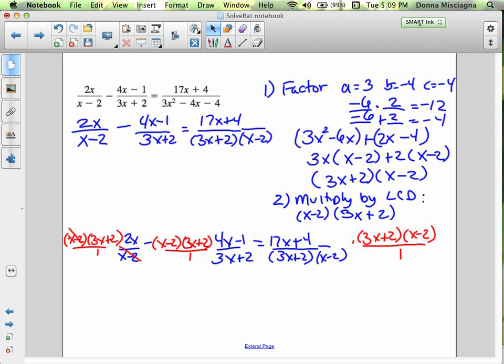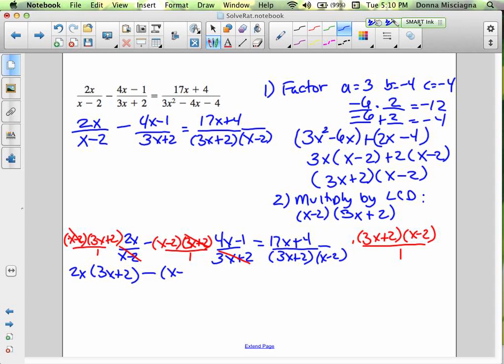And we're going to be left with, I'm going to write the 2x first. 2x times 3x plus 2. And then the 3x plus 2 will cancel. And we're going to be left with a minus x minus 2 times 4x minus 1. And then here, this will all cancel. So that's just going to be a 17x plus 4. All right, so now we'll multiply.